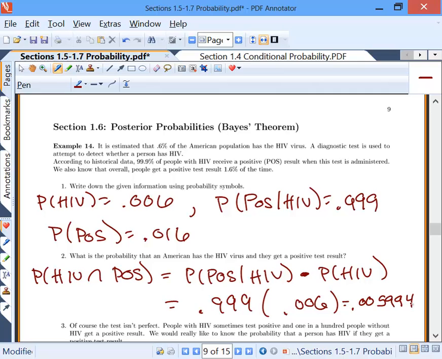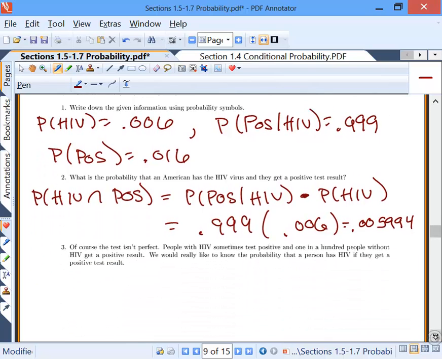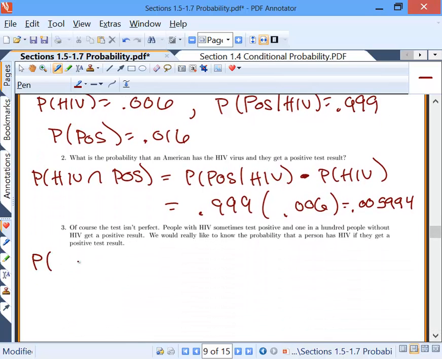Sort of ballpark? HIV given you have a positive test. So we're trying to figure out the probability that you actually have HIV if you get a positive test result. So that's what we're really interested in. Okay. So what do you think? So you think really close to 1? Okay. So let's try it out and see.